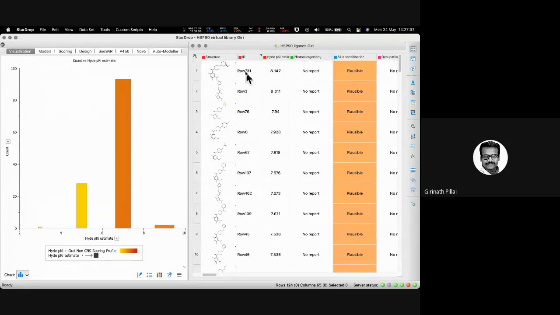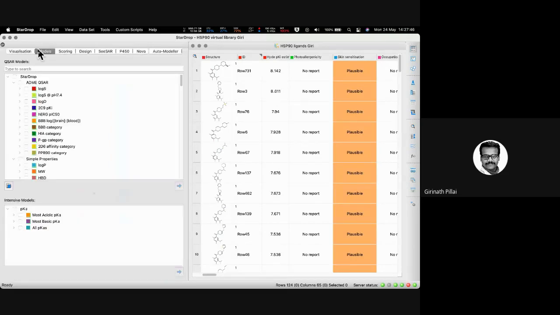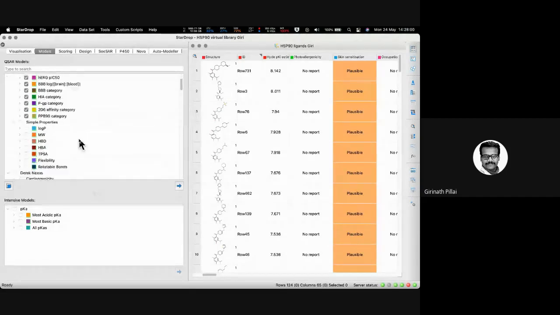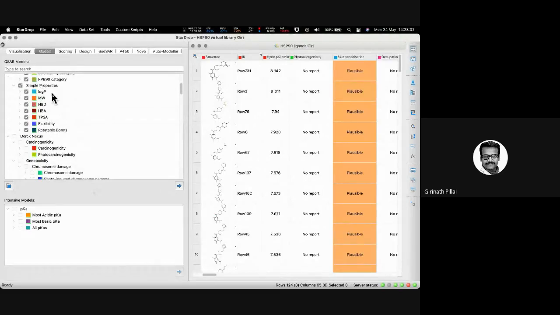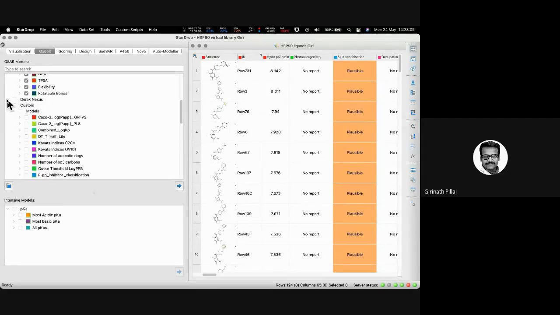I have row 3 and row 731 as the compounds which are good with this biological activity. Now I will go to my models. I will predict all the ADME properties. As I was telling you in the presentation, I will be able to predict blood-brain barrier, 2D6, PGP, PPB90, HERG, and many others. I can also calculate other simple properties like molecular weight, hydrogen bond donor, acceptor, everything. I will come to that later.